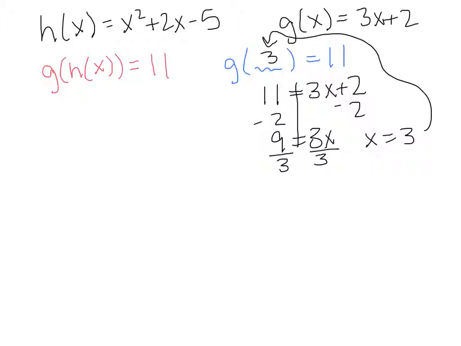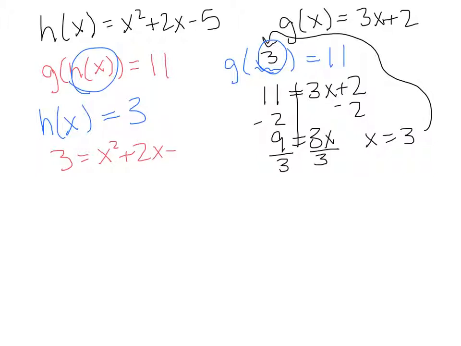But remember, g of h of x equals 11. So we know the missing part, that 3, is the same as h of x. So now we have to go backwards with h of x, because we know that h of x is the same as 3. That's what would get us that 11. So now you have to use your h function. And this is where things get fun, because h is a quadratic. So we can set that equal. We get 3 equals x squared plus 2x minus 5.